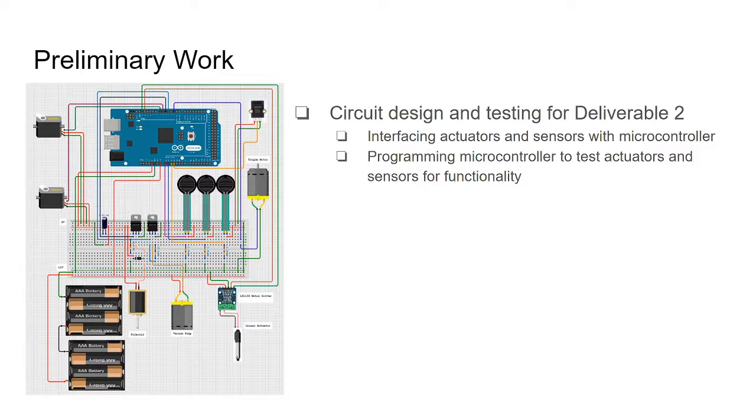Some preliminary work that has already been completed is the circuit design and testing for actuators and sensors. This is work towards deliverable 2 of the functioning prototype. The actuators and sensors have been interfaced with the microcontroller as shown on the left, and the programming for the microcontroller was completed to test the actuators and sensors for functionality.